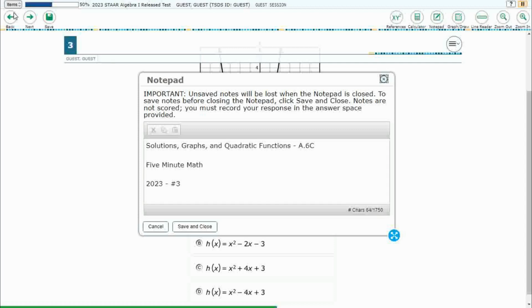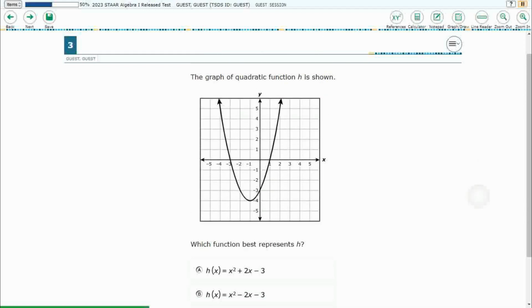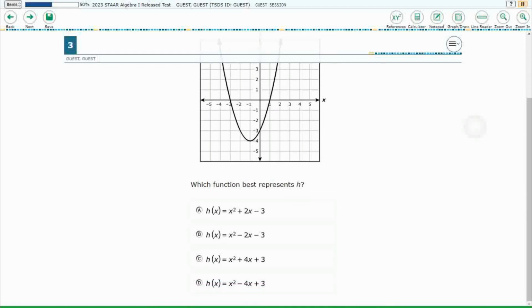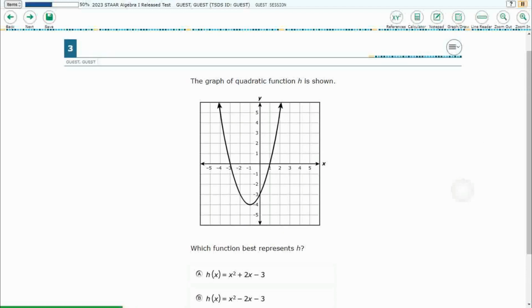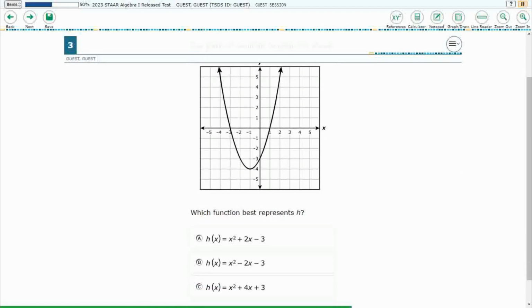Today we are looking at the Algebra 1 concept of solutions, graphs, and quadratic functions. This is standard A.6C in the great state of Texas. We are using item number 3 of the 2023 released STAAR test. If you haven't done so already, please go ahead and take a moment to pause the video, work this problem out on your own, unpause it, and we will look at our answers together.